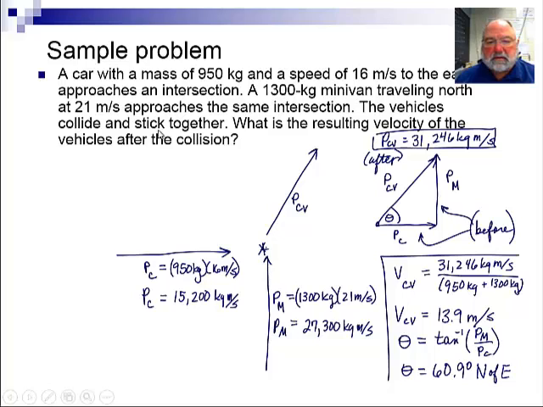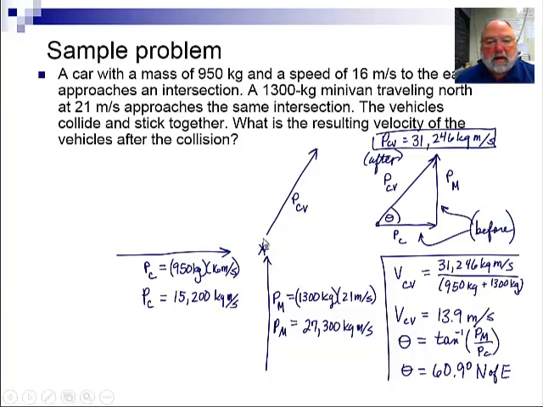This is two-dimensional. The momentum is conserved in each direction. That's important. It makes life a little bit easier. So the momentum in the X before is equal to the momentum in the X after. Momentum in the Y before is equal to the momentum in the Y after. In this case, we have the car traveling in the X direction, and the van traveling in the Y direction. So that's our momentum before. And in the after case, we have momentum in the Y and in the X for them stuck together.